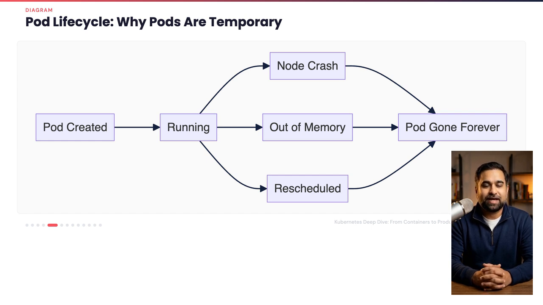All right, let's write some code. Or rather, let's write some YAML. YAML is how we define resources in Kubernetes. It stands for YAML Ain't Markup Language. Yes, it's a recursive acronym. Programmers love those. The key thing about YAML is that indentation matters. It uses spaces, not tabs, to define structure. Two spaces is standard for Kubernetes manifests.